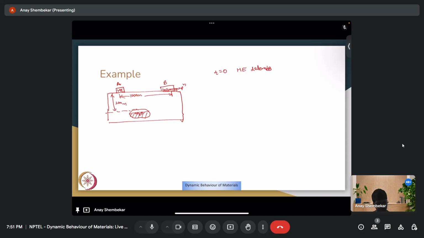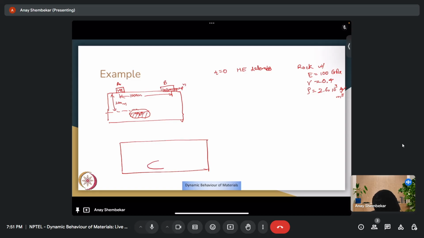Okay, I'll also write down some values. This is a rock with E equal to 100 GPa, not 1000 GPa, nu is equal to 0.4, rho is equal to 2.6 times 10^3 kg per meter cube. Okay, what we would see is when this explosive goes off, energy will start transferring through the medium.